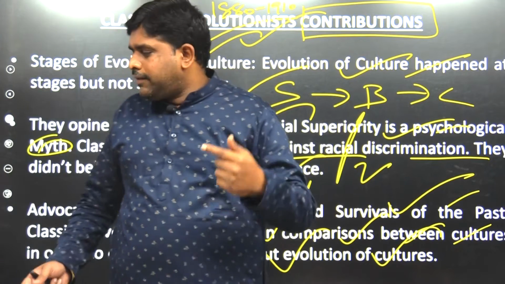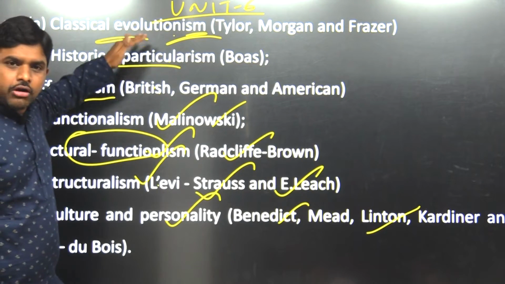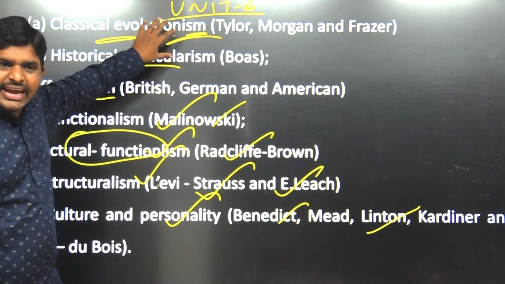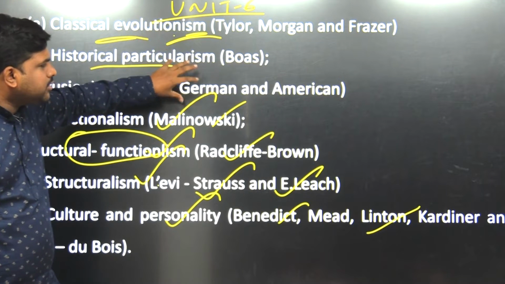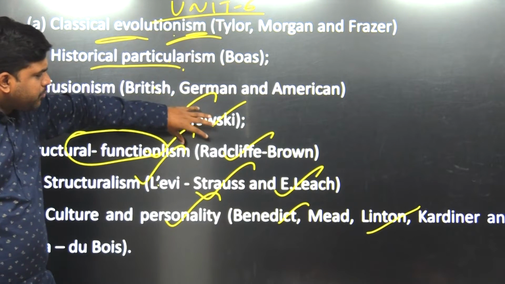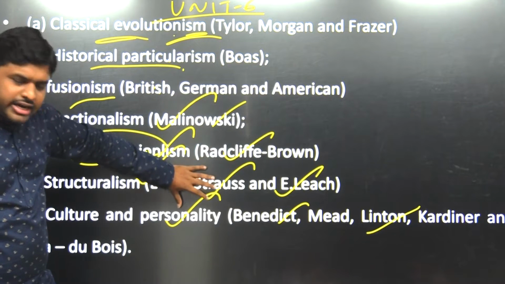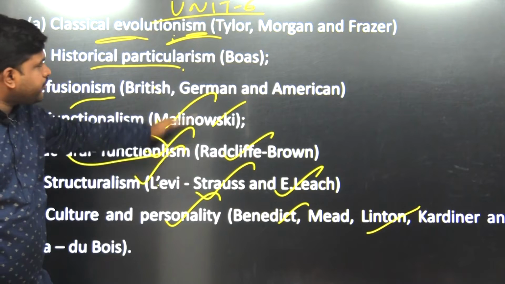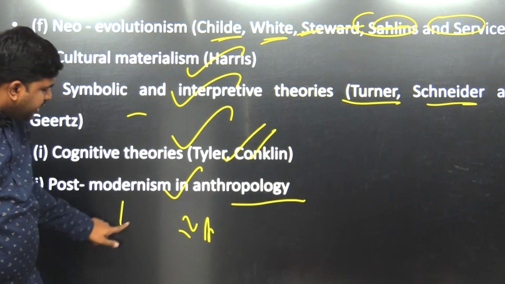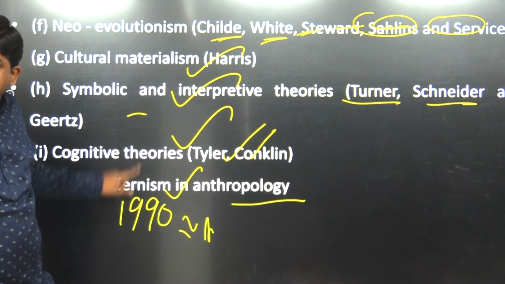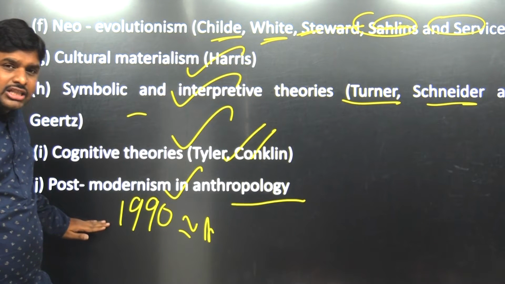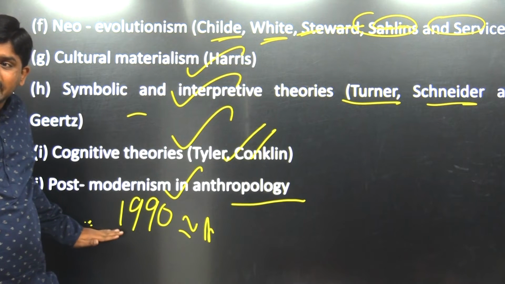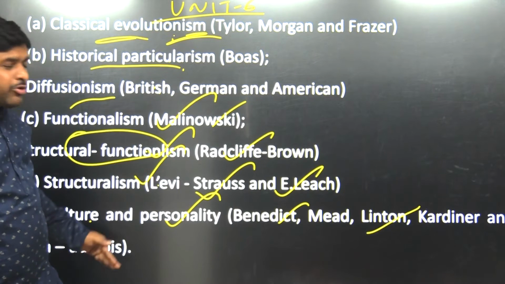Why? Because, see, this is chronological order: 1880, 1910, 1920, 1940, 1950s. Chronologically, the thought is evolving. Till we complete the anthropological thought, we reach 1919. So, how we evolve, we will understand.